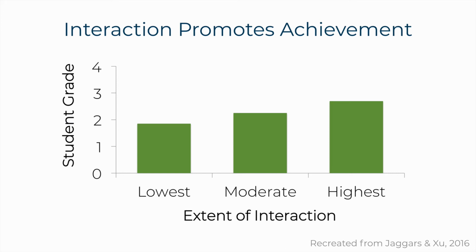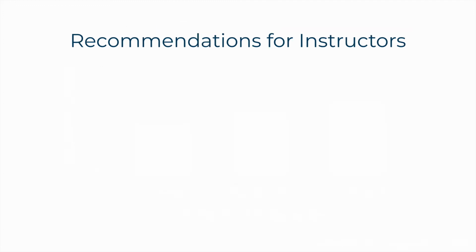So you can see that while in courses that had the lowest amount of interaction, students' grades were quite low, about a 2 out of 4 on a GPA scale. In the highest amount of interaction, the grades were closer to a 3 out of 4 on the GPA scale. And this is a pretty substantial effect. So this means that more interaction between students and more interaction between students and instructors does seem to be associated with higher grades. So we do have some specific recommendations for instructors based upon this study.